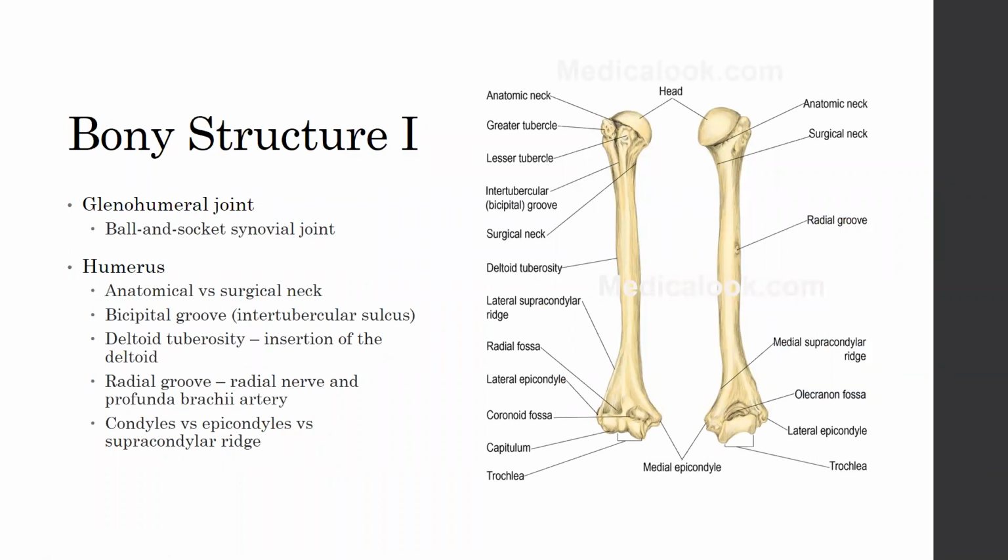We'll do this really quickly as well. So this is the bony structure. Basically, you don't need to know literally every single nook and cranny of every bone, but you do need to know some of the main things. For example, the difference between the anatomical and the surgical neck, where the bicipital groove is for clinical skills, deltoid tuberosity, radial groove, which is really, really important, which passes the radial nerve, and the condyles.